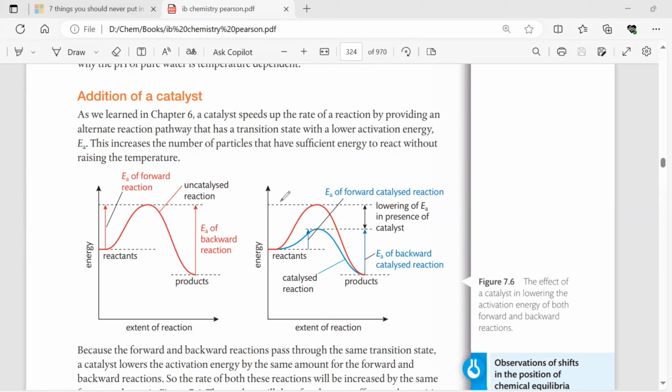So the rate of the forward reaction increases by the same percentage. Is it clear? And the rate of the backward direction also increases by the same percentage. Did you guys see? The forward reaction and the backward reaction increase by the same percentage. Hence, the equilibrium position does not change. Sana, is it clear?